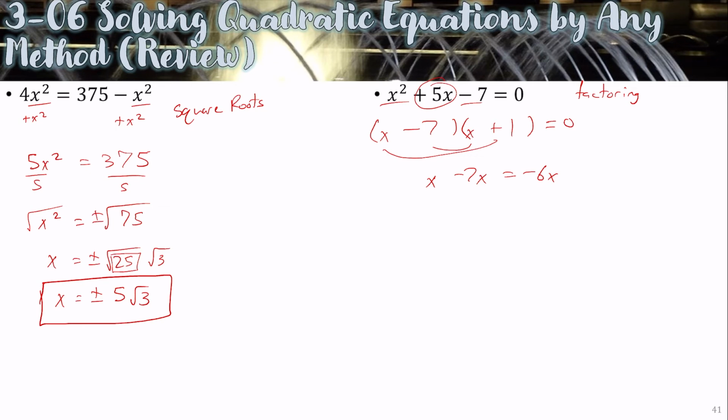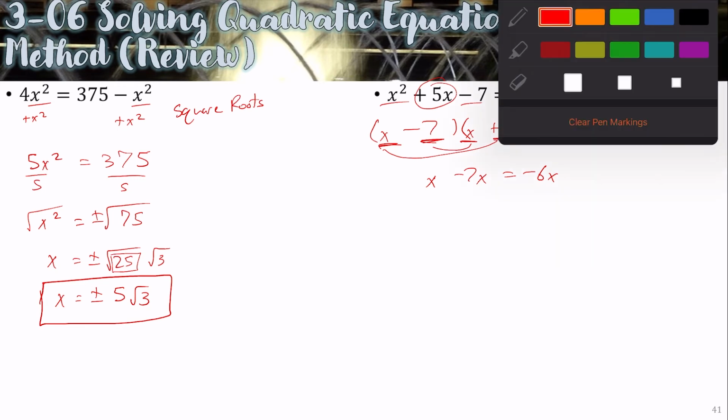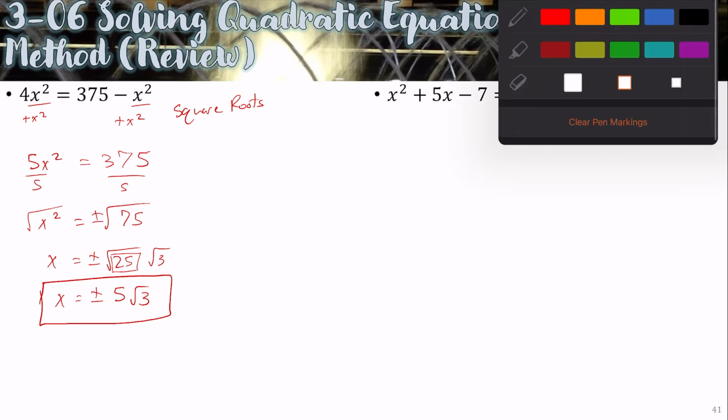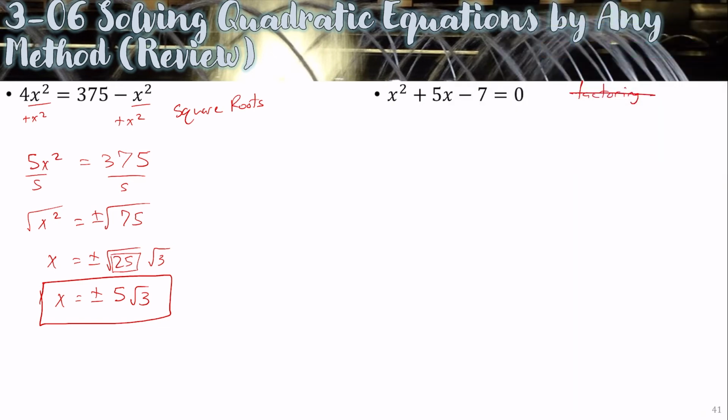I don't have any. Because to get x squared is only x times x. To get the 7 is only 7 times 1. I don't have any other options. So we need to use something else. Let's erase that attempt. It's not factoring. In fact, let's use the quadratic formula.